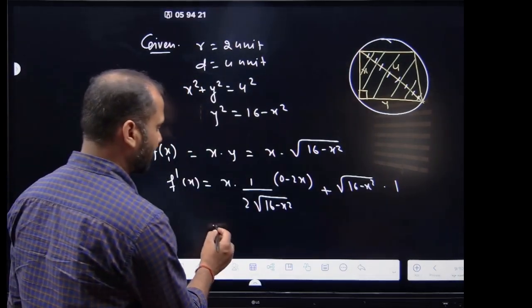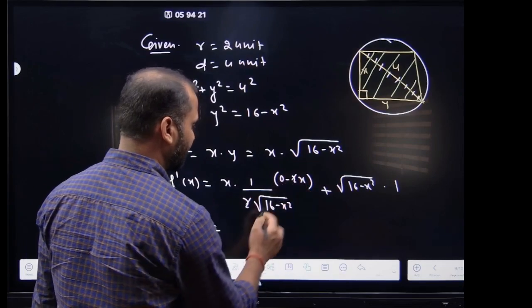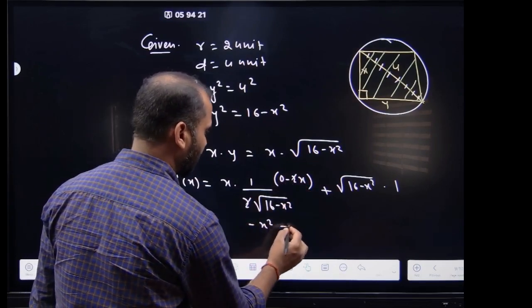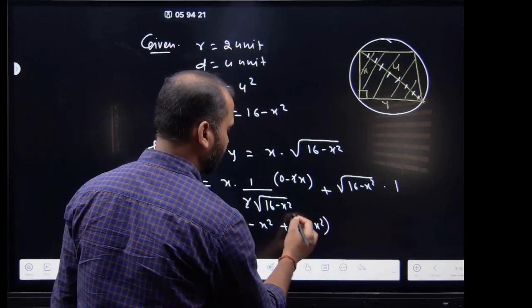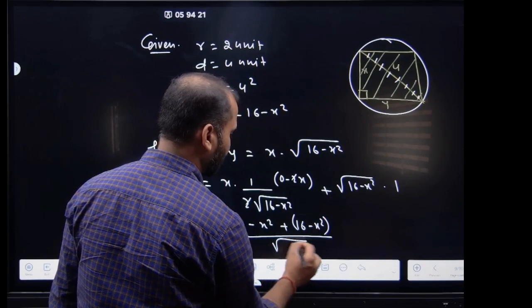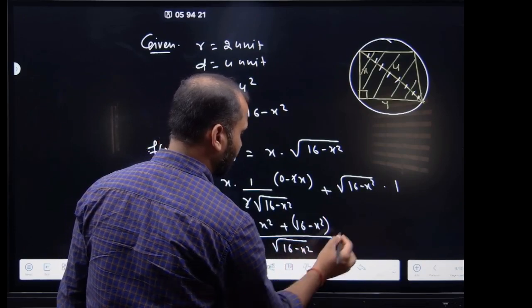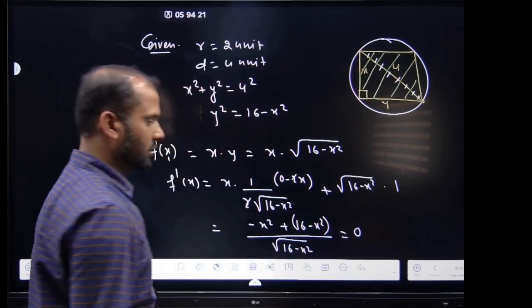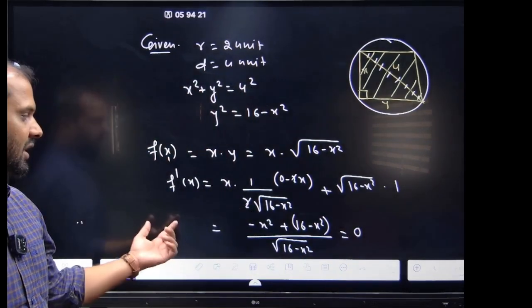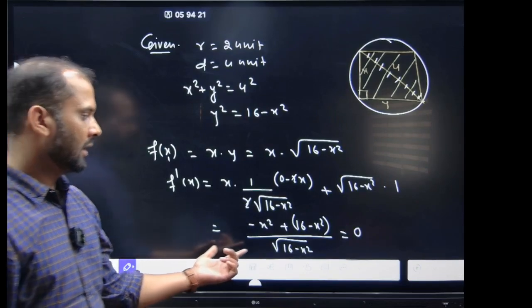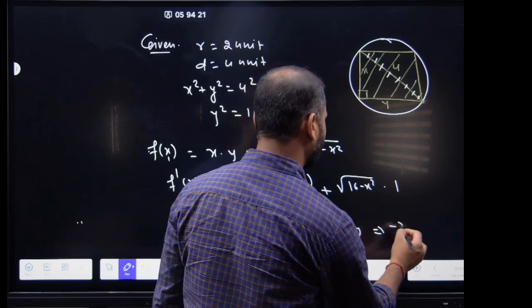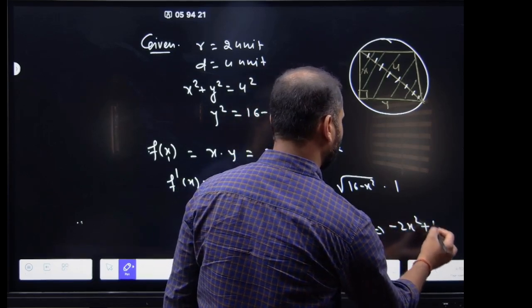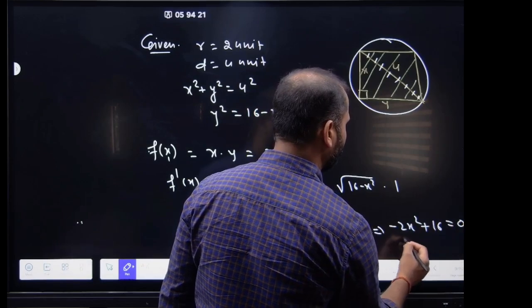Now I should take LCM. This 2 and this 2 get cancelled. Minus x square plus, this 2 multiplied by 16 minus x square, it will be, correct? Over root under 16 minus x square, is equal to 0, because we are going to calculate the critical point, right? So from here, the denominator is 0. So minus 2x square plus 16 is equal to 0. So how much is it?